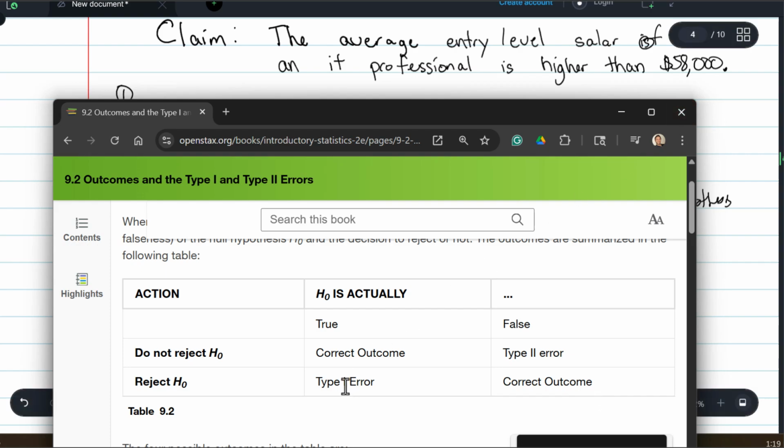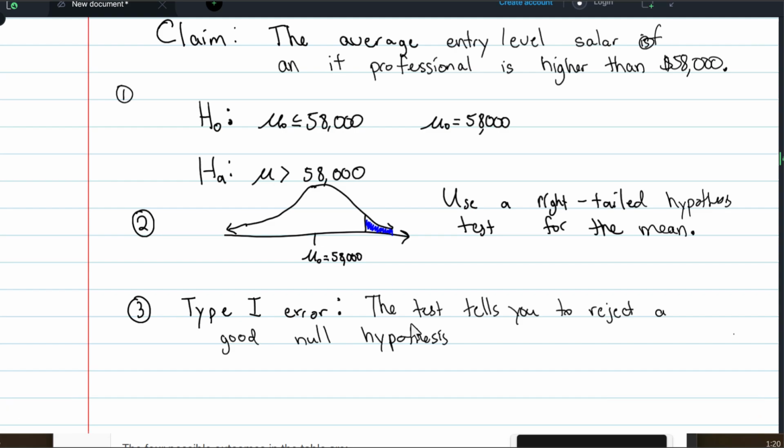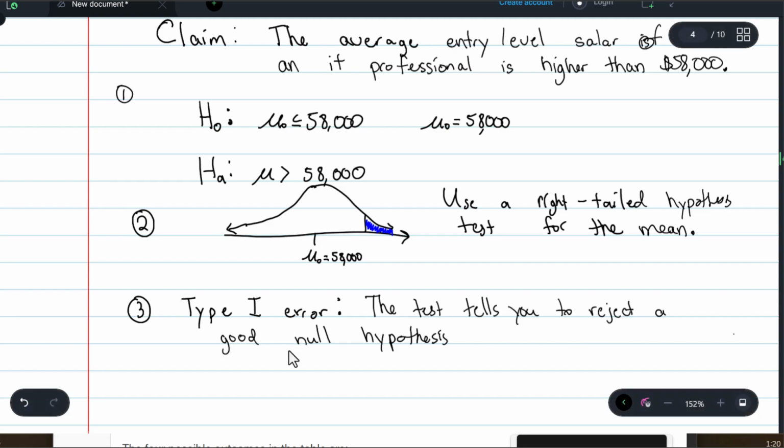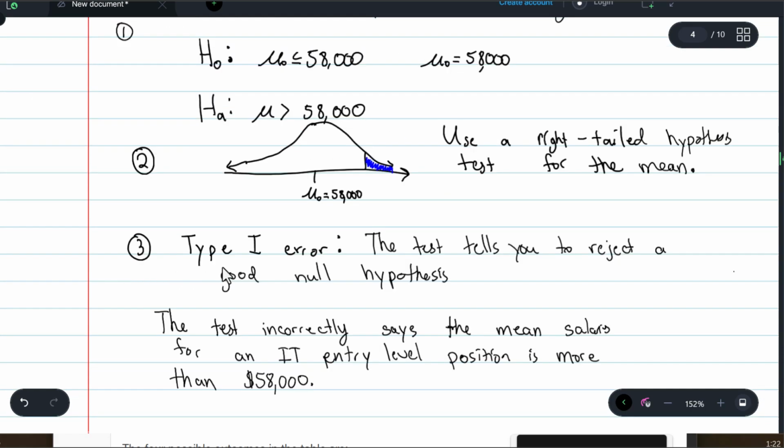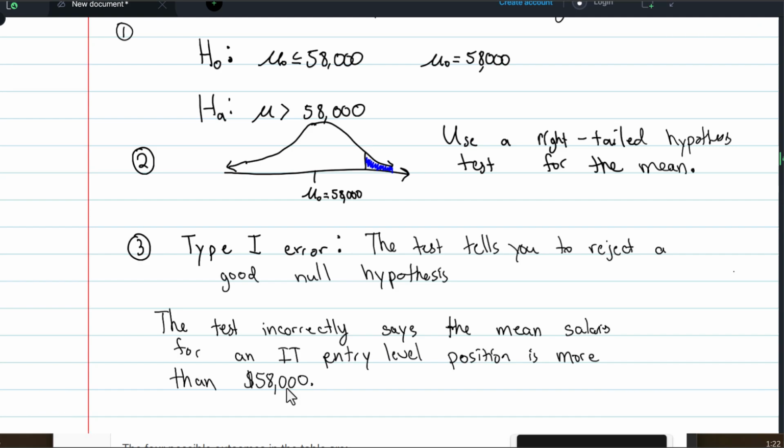For 3, you're trying to just say, what does a type 1 error look like for your particular claim? For part 3, you just want to contextualize what it means to reject a good null hypothesis in your particular example. In this case, the type 1 error would mean that the test incorrectly says the mean salary for an IT entry-level position is more than $58,000. So if I believe that, because the test told me that is true, I would probably reject a bunch of offers that are around 58,000 because I think I should get more.